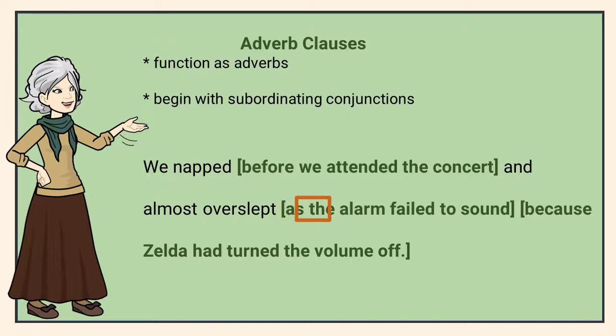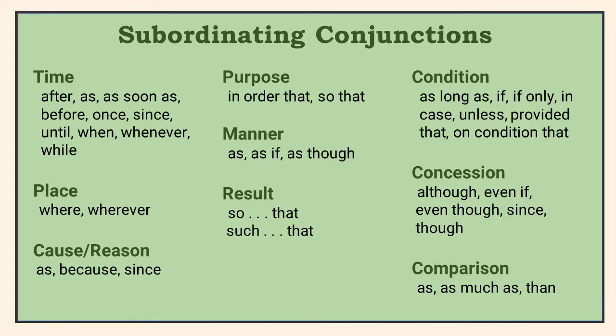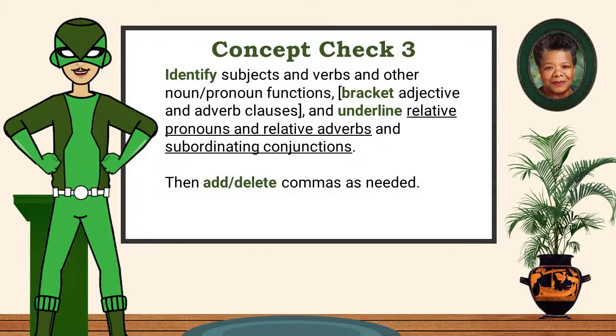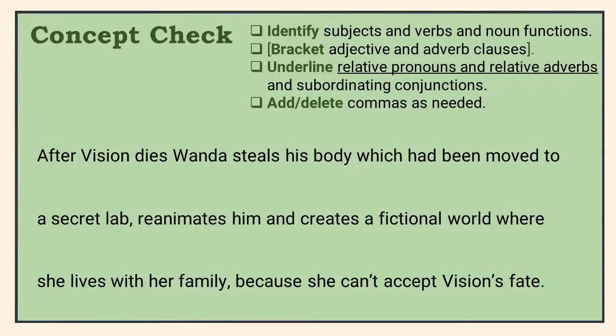The third clause begins with the subordinating conjunction because and modifies failed, the verb in the adverb clause in front of it, telling why. Briefly review the list of subordinating conjunctions again. Time for a final concept check on this topic. Follow the directions on the handout to parse the sentence and correct punctuation errors.